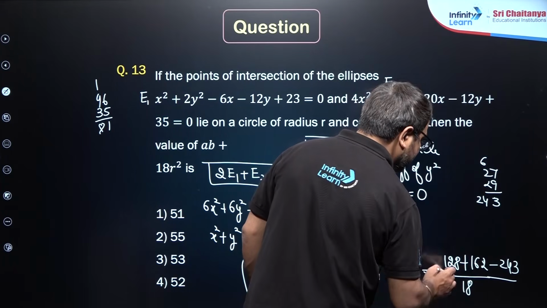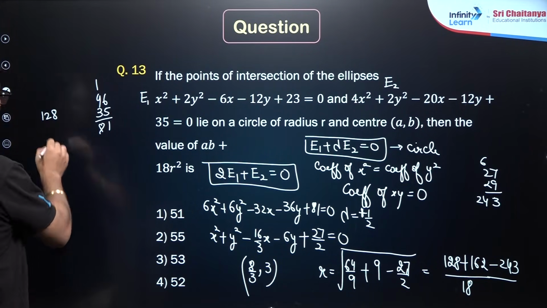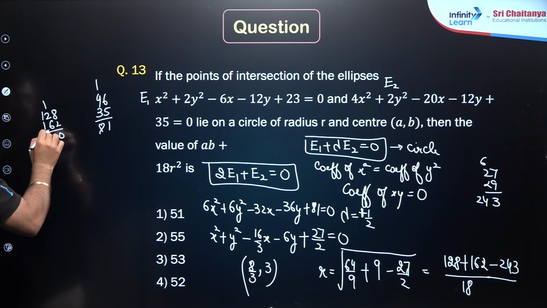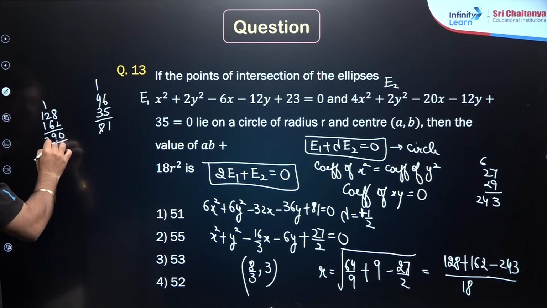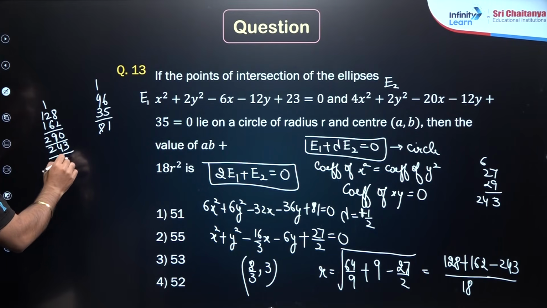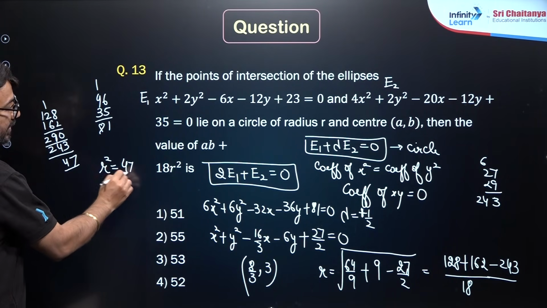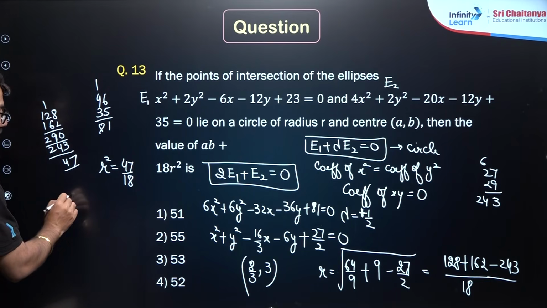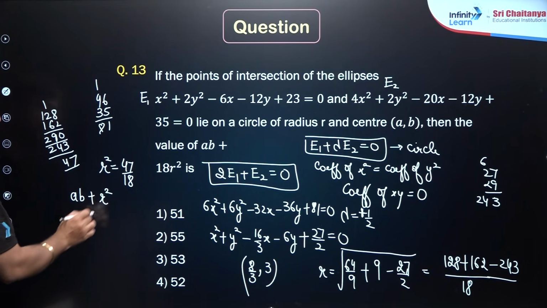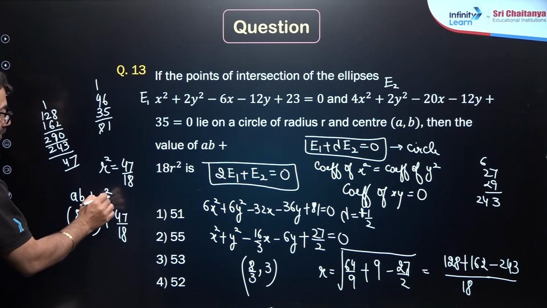Now bache, you have to find the value of r square. That means 128 and 162 when added together will produce the result 290, bache. I hope this is clear to you. And from this 290 you have to subtract 243. So you will have 47. So the value of r square that we are having is 47 over 18. Okay, so a into b plus r square they are asking. So it will become 8 by 3 into 3, and 47 over 18, and 18 r square they are asking basically.